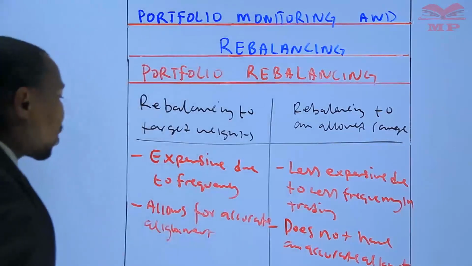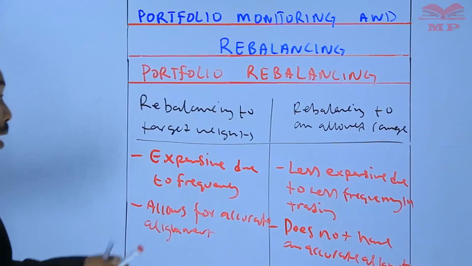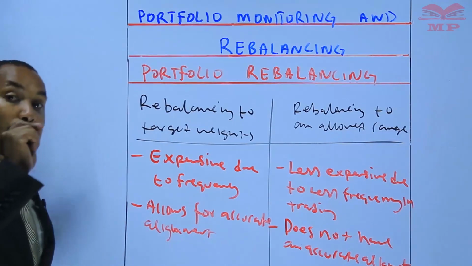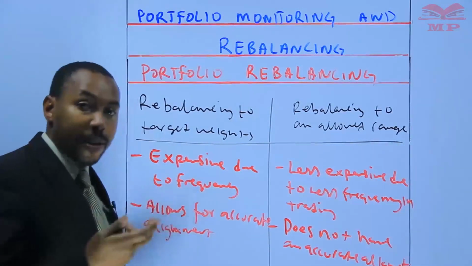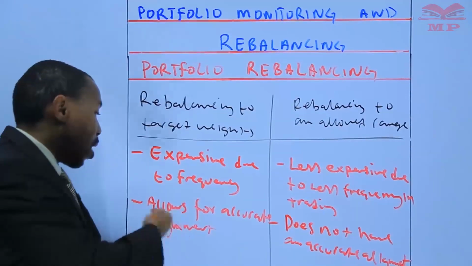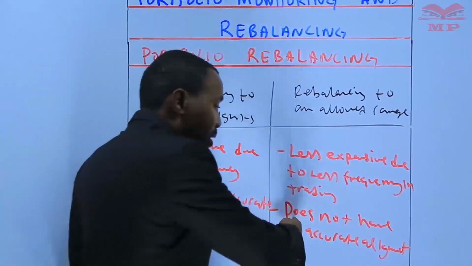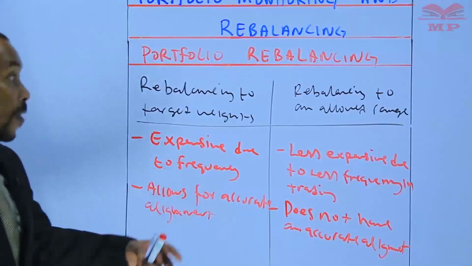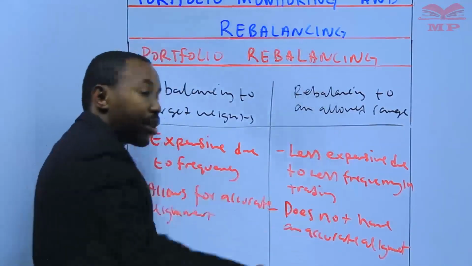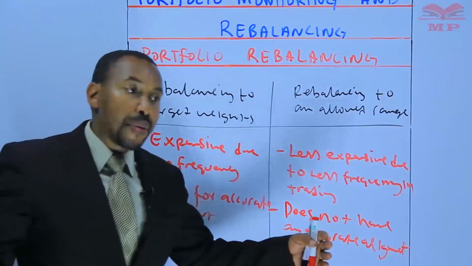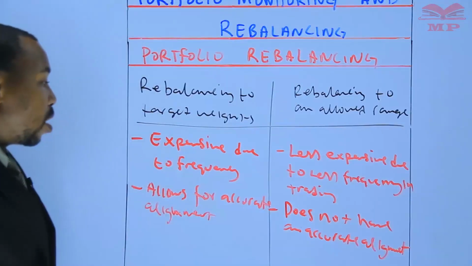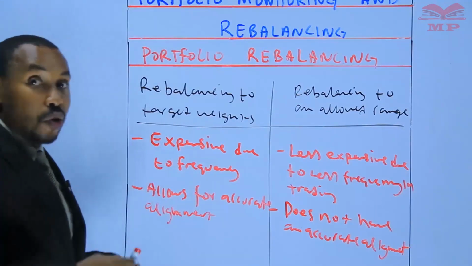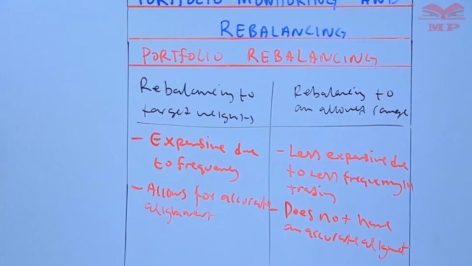So what is this alignment we're talking about? When you're rebalancing using target weights, it is accurate because you are going to allocate the portfolio to a specific percentage allocation, either 20% or 30%. That is what we mean by allowing for accurate alignment. This one does not allow for accurate alignment because you're rebalancing to an allowed range between 15% and maybe 35%. So long as it's within that range, the portfolio is considered to be within that range.